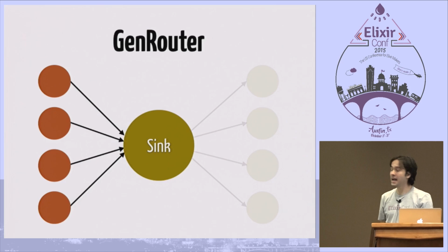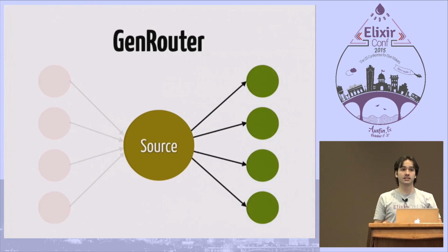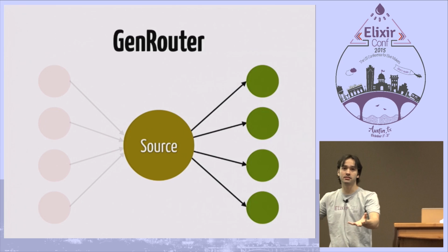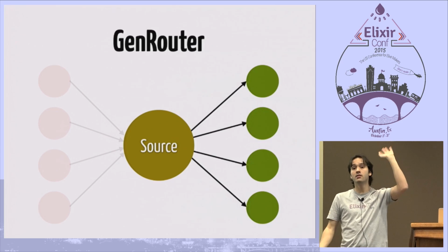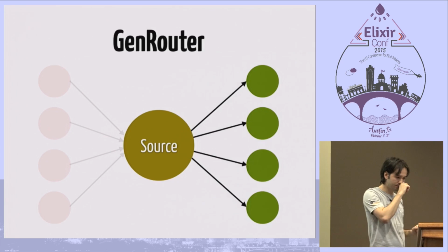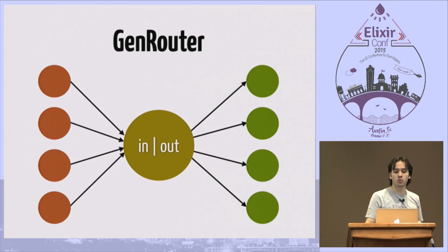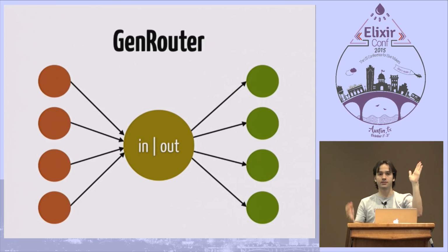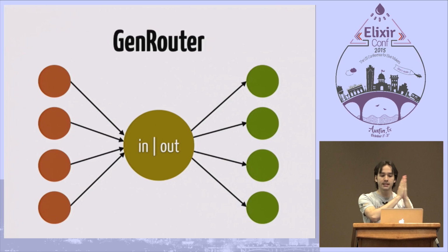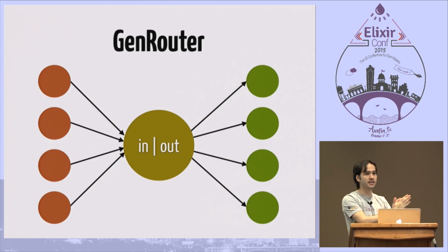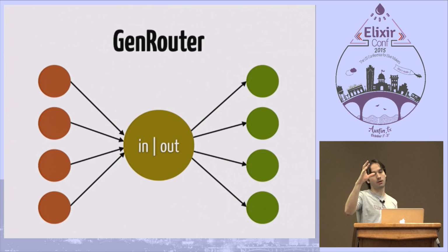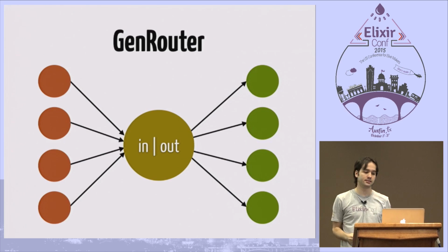Those sources are sending data, and from their perspective, the GenRouter is the sink. And at the same time, the GenRouter is a source because it's sending data to a bunch of other processes. And for those other processes, when they look at the GenRouter, they don't care. They say, oh, that's my source. Which means that we split the GenRouter because we need to handle the sinks and we need to handle the sources. We are splitting the GenRouter in two things: the in part that's handling the incoming events and the out part that's handling the outgoing events.